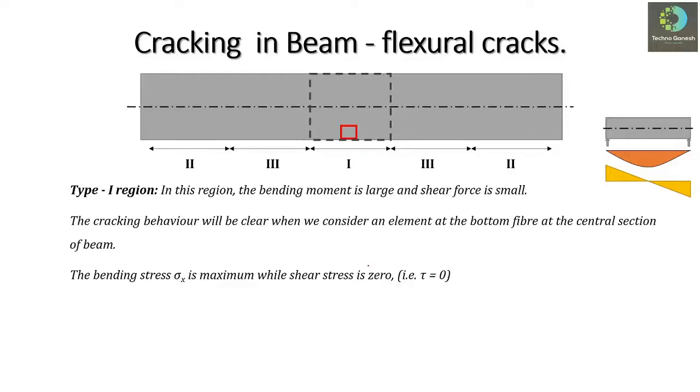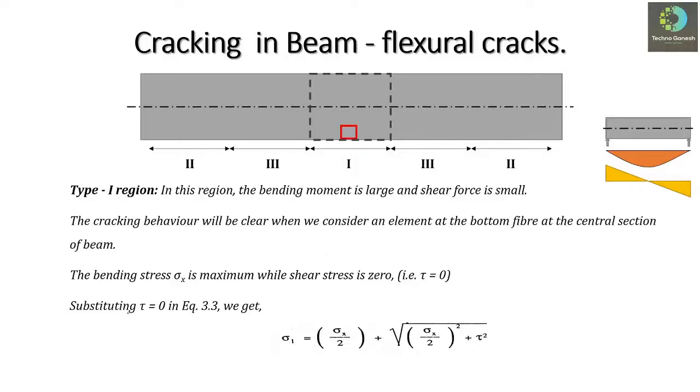So by using this relation, if we put these values in equation number 3 as we have seen previously, the equation for sigma 1 becomes: sigma x by 2 plus the square root of (sigma x by 2) whole square plus tau square. Now tau is 0, so this term will get cancelled, and the square root of (sigma x by 2) square will become sigma x by 2. So sigma x by 2 plus sigma x by 2 will give you sigma 1 equals sigma x.